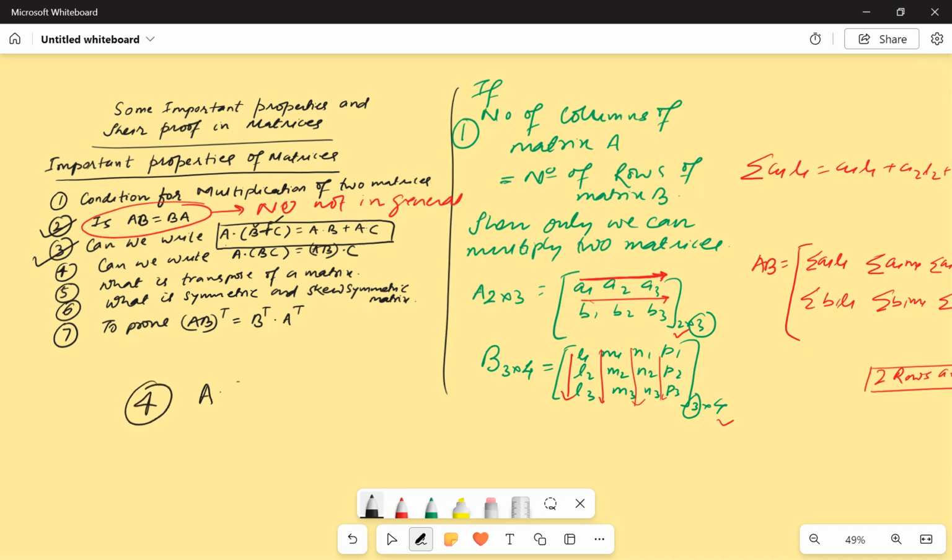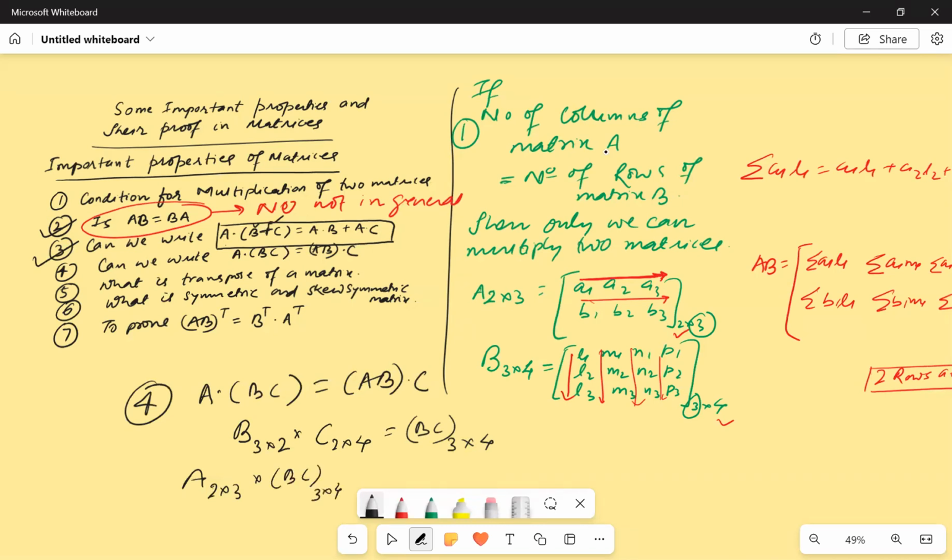So the fourth one is A into BC is equal to AB into C. So this is true. Why is it true? Let me check it. Suppose B is 3 into 2 and C is 2 into 4. So what is BC? B into C, BC is 3 into 4. Now if A is 2 into 3 and BC is 3 into 4, then we can multiply it, right?